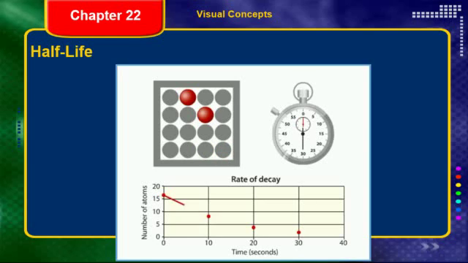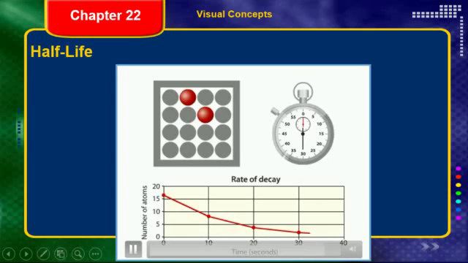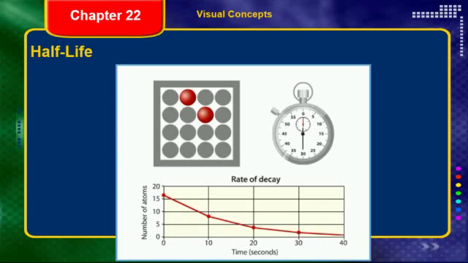In each 10-second interval or half-life, half of the total remaining unstable atoms decay. In the real world, atomic half-lives can range from a fraction of a second to 1,000,000 years or more.